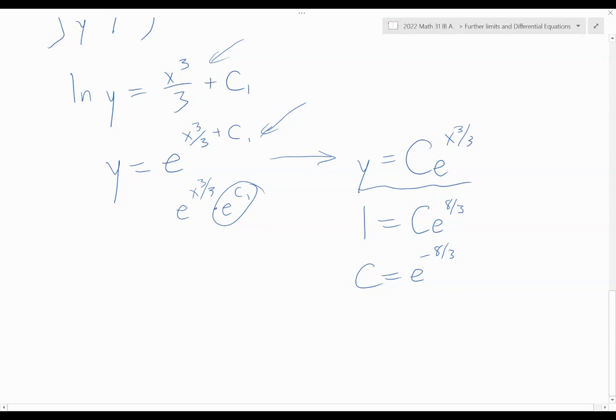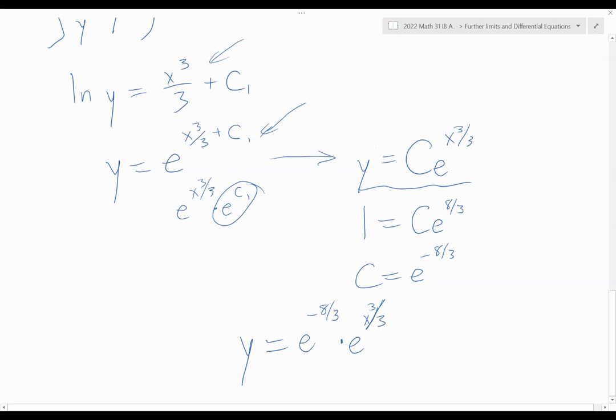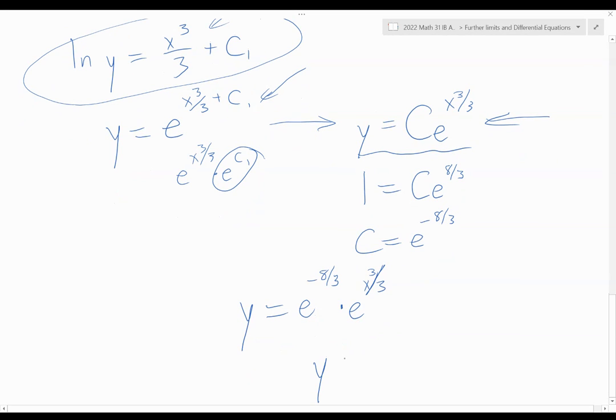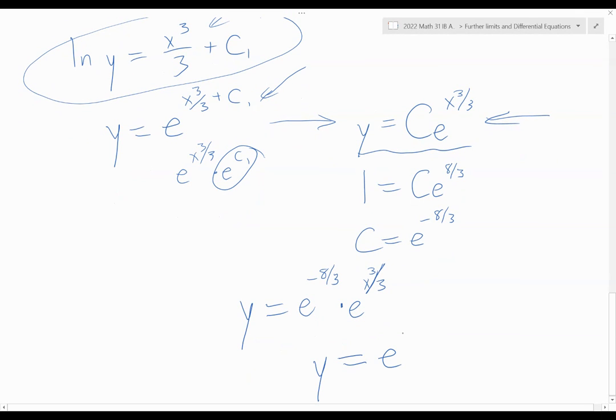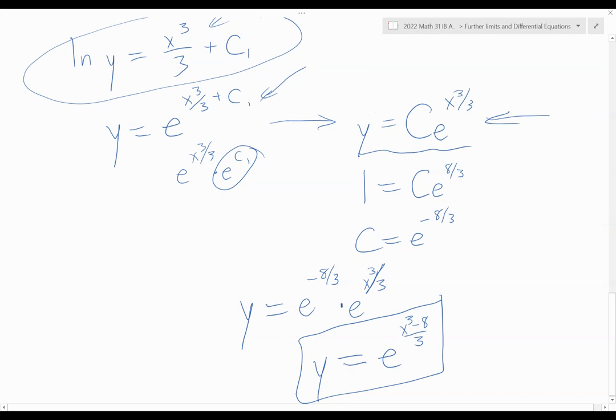Which means that I can write this as y equals e to the power of negative 8/3 times e to the power of x cubed over 3. In this case, it would have probably been simpler had I found c at this point, but I wanted to show you that when I'm giving the general solution, this is the form I would give. In this case, now that I do know what c is, I'm going to combine this and write this as y equals e to the power of x cubed minus 8 over 3. That is the particular solution in this instance.